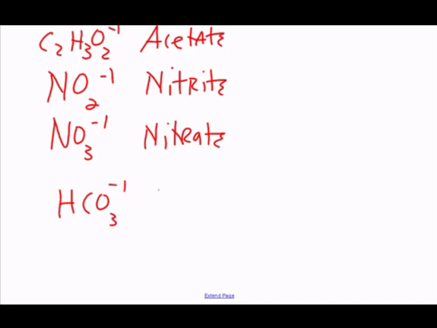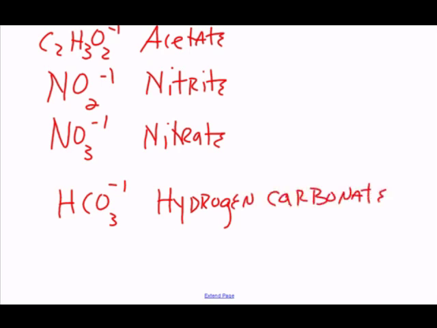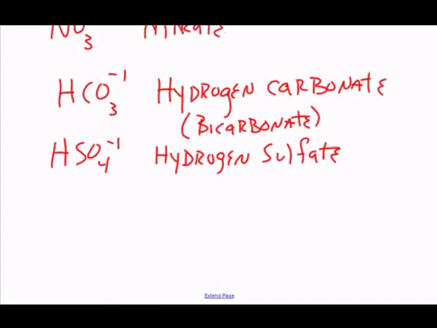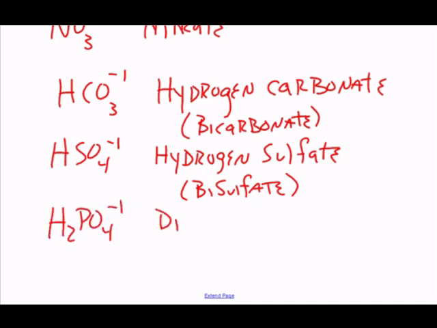Now we have a couple that we can derive from the other ones, but I'm going to add them to the list anyway. Hydrogen carbonate, HCO3 -1, is also called bicarbonate on the streets, like baking soda. And the same with hydrogen sulfate. It's HSO4 -1. It's called hydrogen sulfate, but it's also called bisulfate on the streets. And we have dihydrogen phosphate because there's 2 hydrogens.